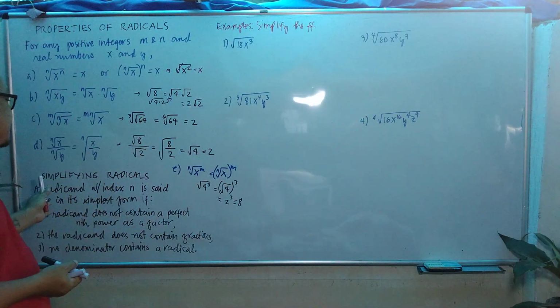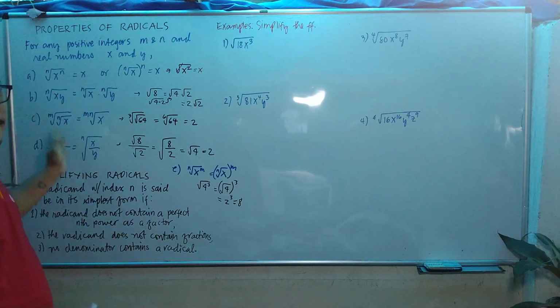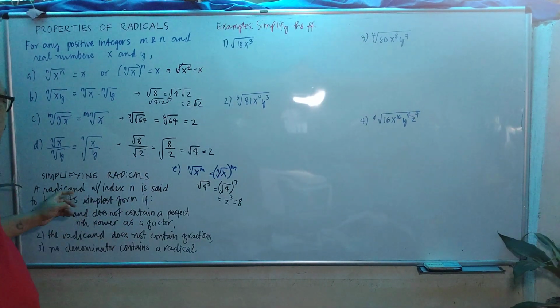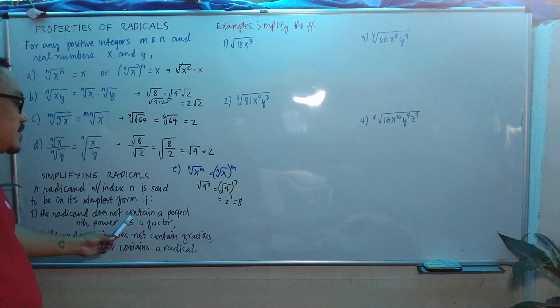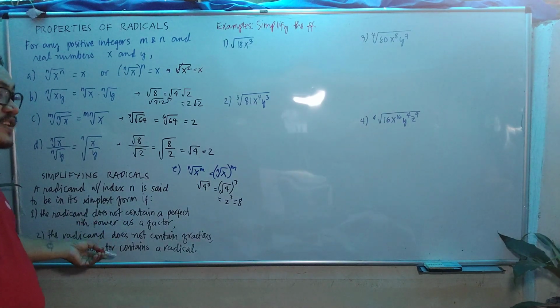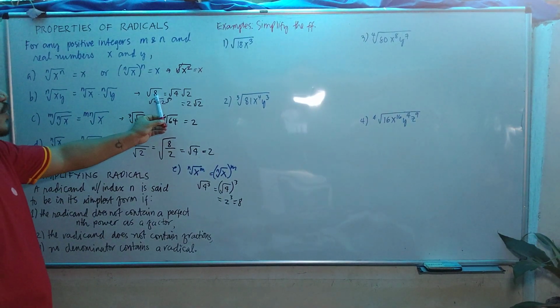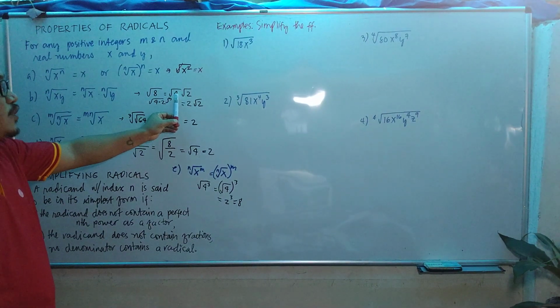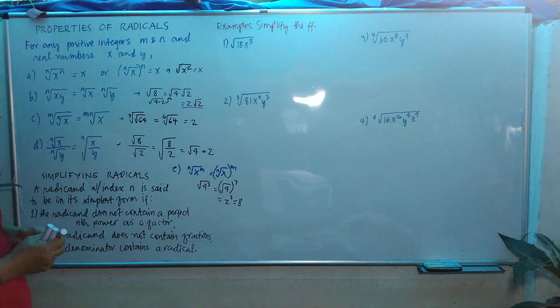Then, let's move on to how to simplify radicals. These properties will be used when we simplify radicals. It says here that a radical with index n is said to be in its simplest form if, number 1, the radical does not contain a perfect nth power as a factor. So, we will understand. The square root of 8 is just equal to the square root of 4 times the square root of 2. So, that is the final answer. There should be no perfect nth power as a factor.